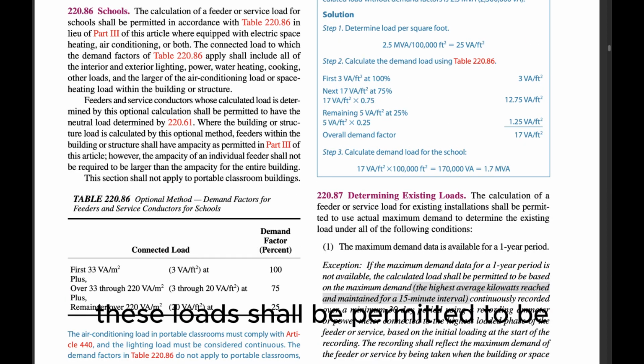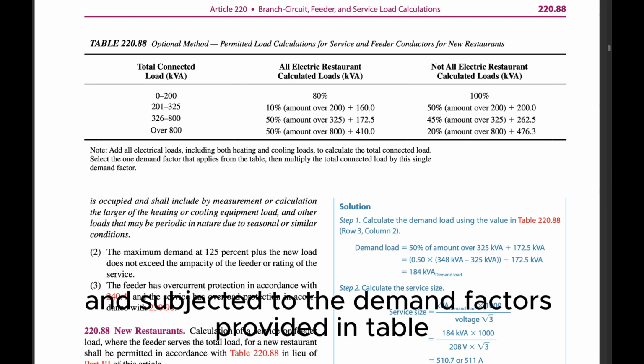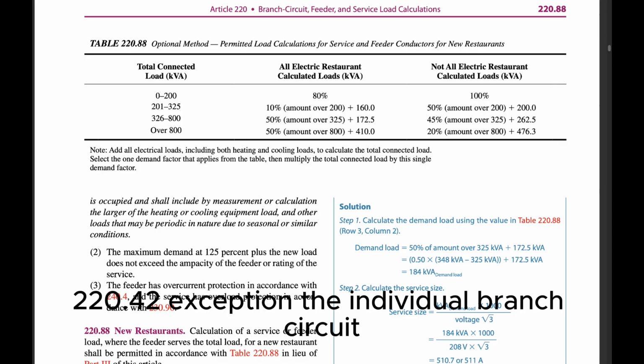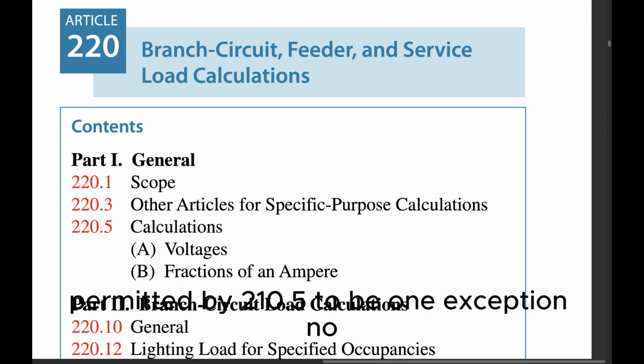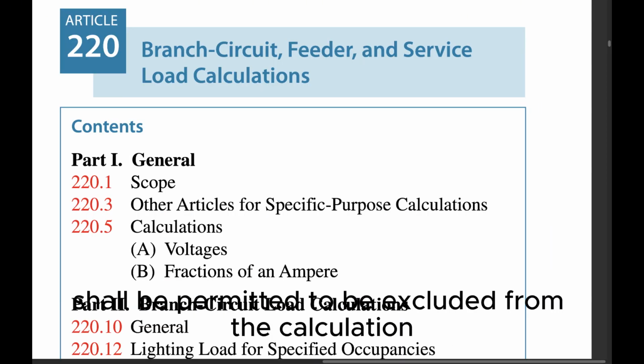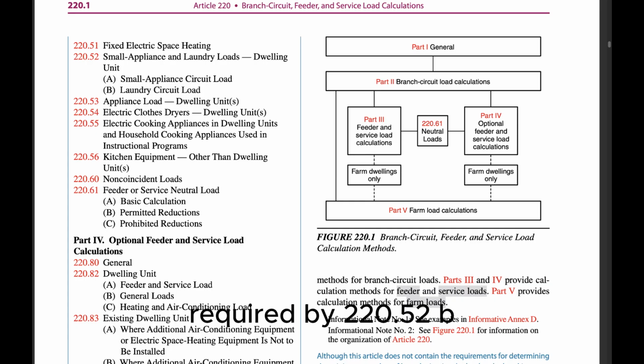These loads shall be permitted to be included with the general lighting load and subjected to the demand factors provided in Table 220.42. Exception: the individual branch circuit permitted by 210.52(B)(1) Exception No. 2 shall be permitted to be excluded from the calculation required by 220.52.